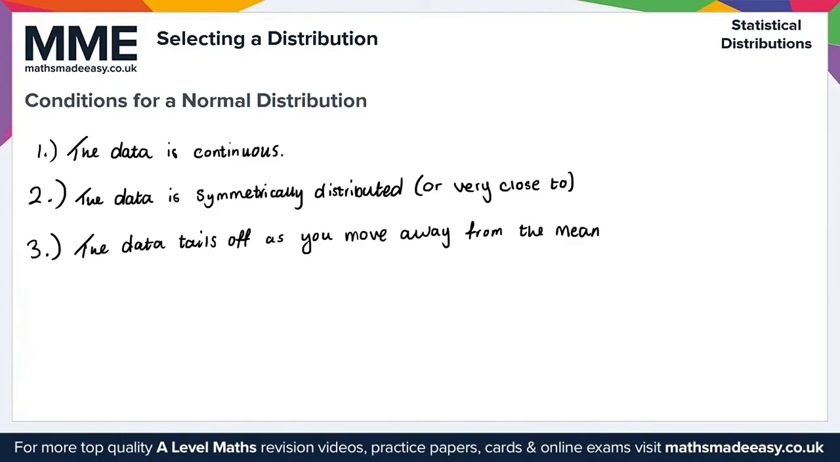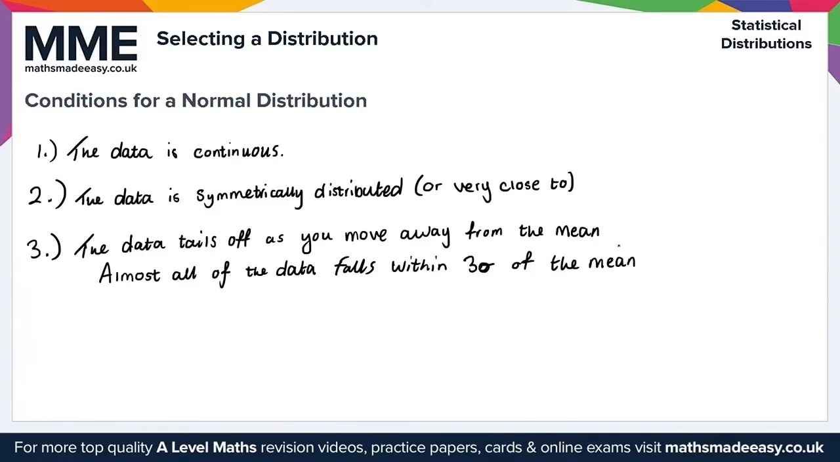We can also add an extra point on here that almost all of the data should fall within 3 lots of the standard deviation of the mean here. So almost all of the data should fall within, I'll denote this as 3 sigma here, so 3 lots of the standard deviation of the mean. Okay, and that's our final condition there for a normal distribution.